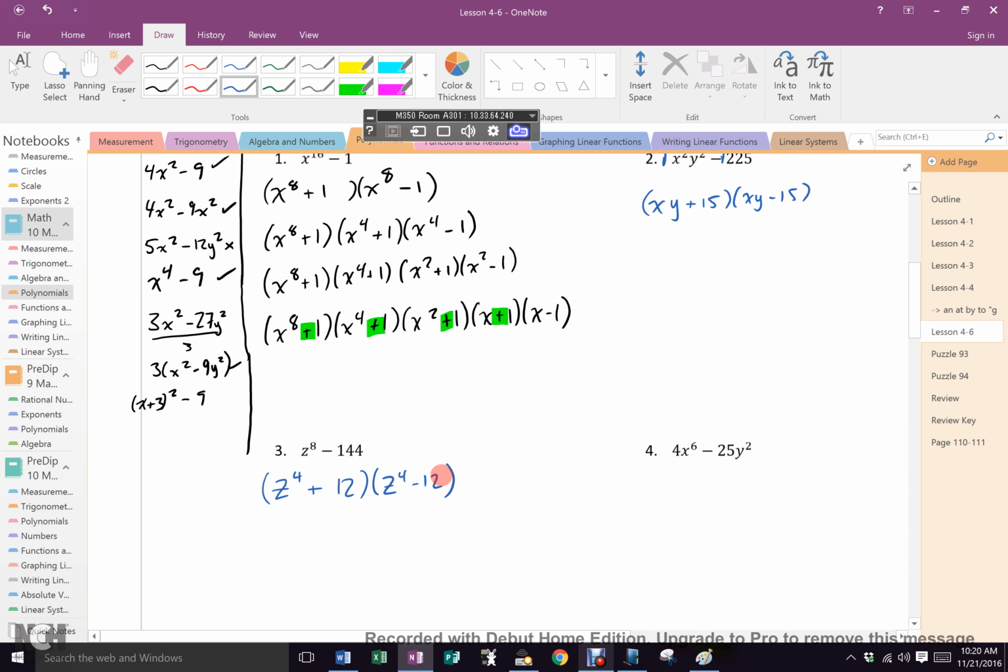Now, am I done? I am done, even though this looks like I shouldn't be done. What makes me not done here, or what makes it so I am done here? No square root of 12. Everybody cool? Yeah? Okay.